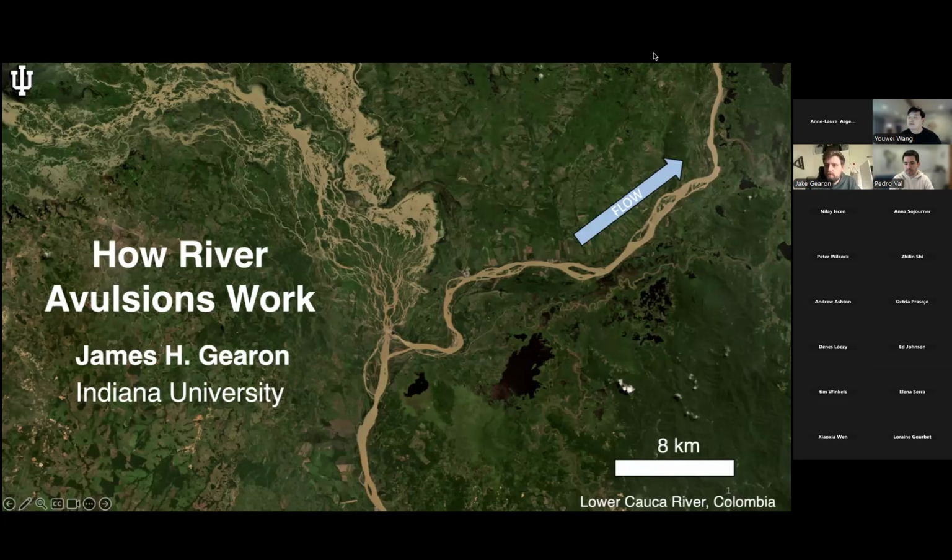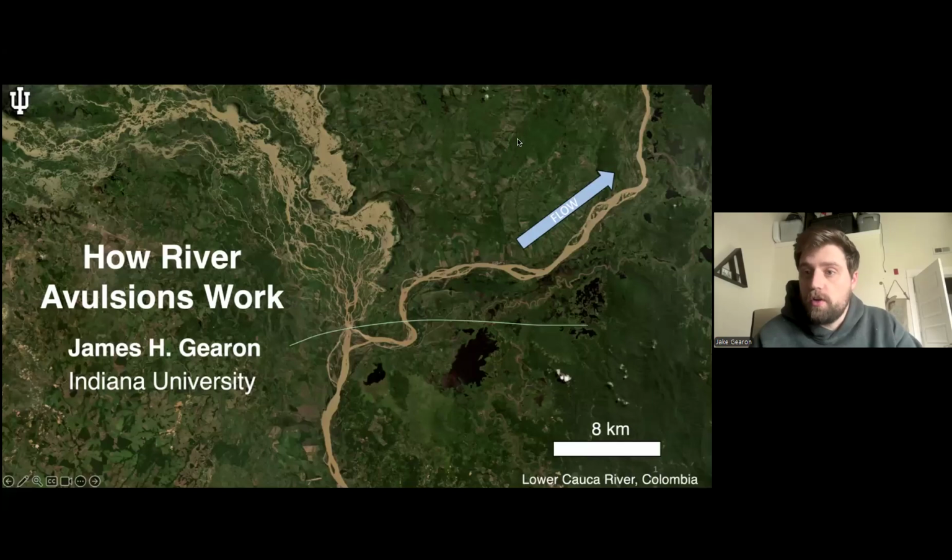I'm going to move this zoom thing a little bit. So this is the Rio Cauca River. It's flowing northeast. It's in Colombia. And in the center here, we have this large breakout zone, which we call a crevasse. Now this crevasse could capture a large portion of the flow of the lower Cauca River and reroute it elsewhere on the floodplain. So that's the process of a river avulsion.